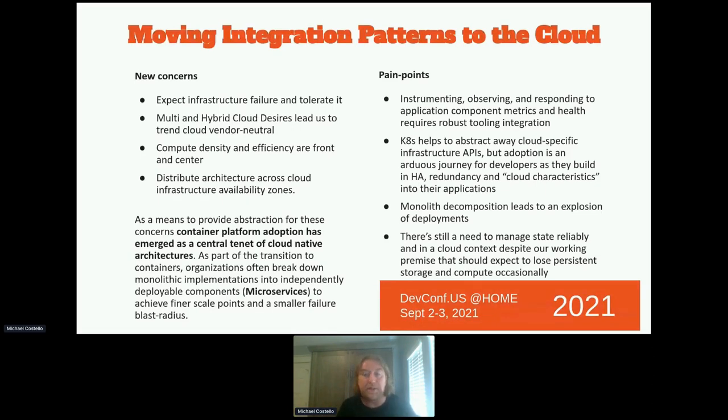As we mentioned, our monolith decomposition led to an explosion of deployments, and it's difficult to say to our superiors, hey, we've moved to the cloud and it's far more expensive. And then, of course, there's still a need to maintain state reliably in a cloud context, much like we would have done in our traditional world. However, we need to be able to handle the loss of an individual runtime, availability zone, storage, potentially even a region. So we still have this need for our state stores and our sources of truth to be meaningful and real and persist. However, our tooling doesn't really accommodate that.